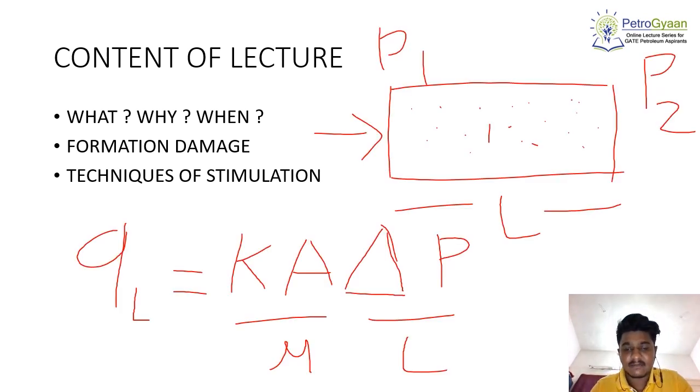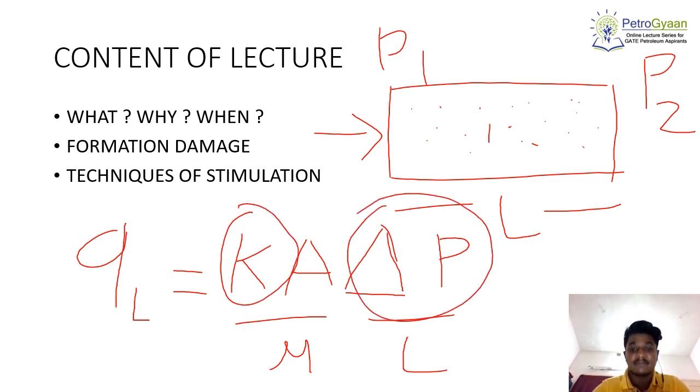As you might be aware of Darcy's law, it states that flow rate of liquid is directly proportional to the permeability of the porous medium, cross-sectional area and pressure differential across the length L, and inversely proportional to the viscosity of the fluid. So any impairment in any of the parameters will directly affect the flow of fluid. So in formation damage or in well stimulation we will talk about impairment of permeability, impairment of delta P. So both will affect the flow rate of liquid.